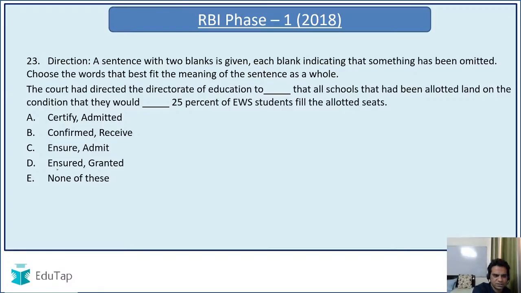these. Now guys, ensured cannot be there, confirmed cannot be there because we have read to is followed by the first form of verb. So the court had directed the Directorate of Education to certify and ensure that all schools that had been allotted land on the condition that they would admitted or they would admit, or none of these. Yes, guys, what should be the correct option here?